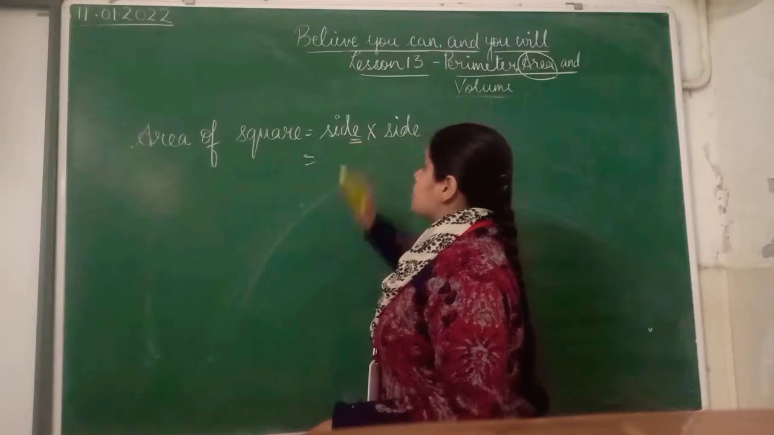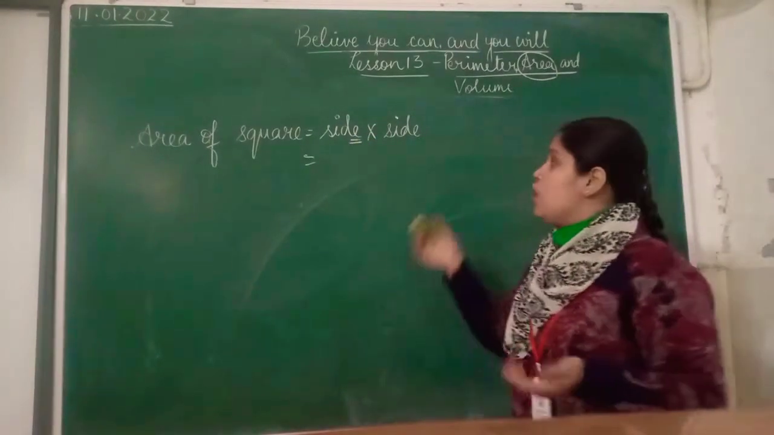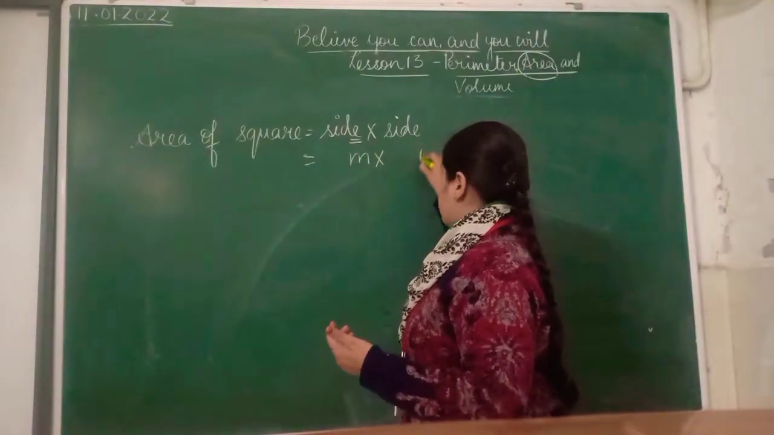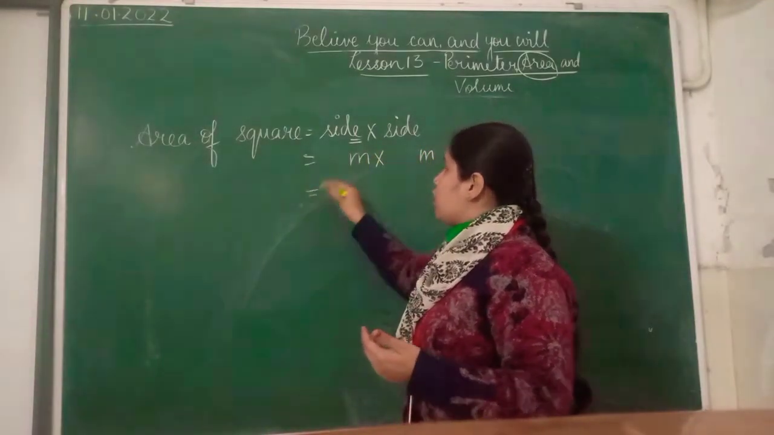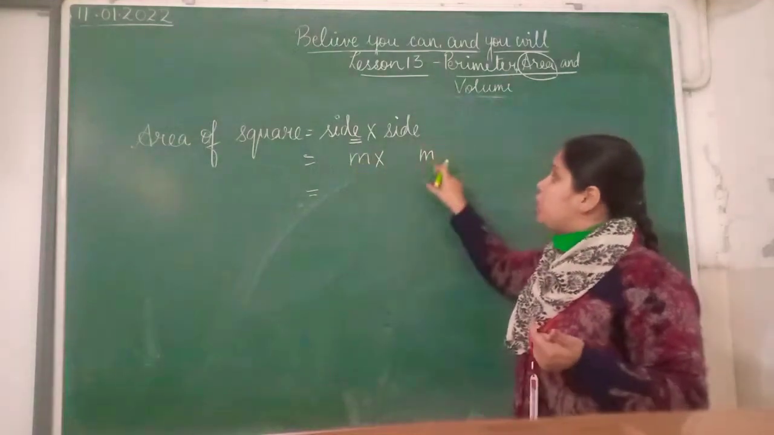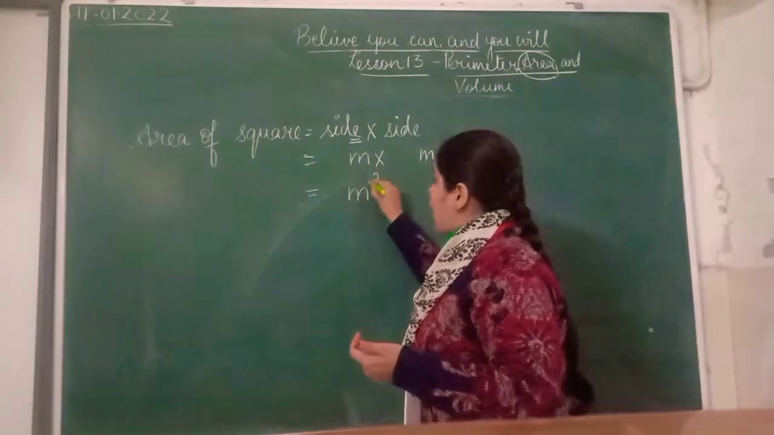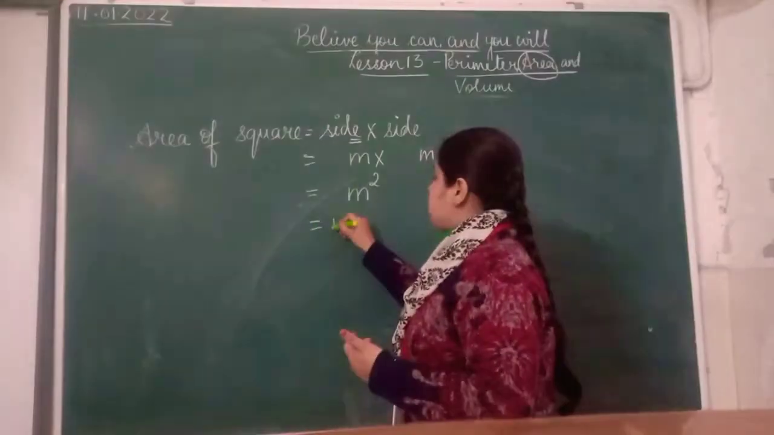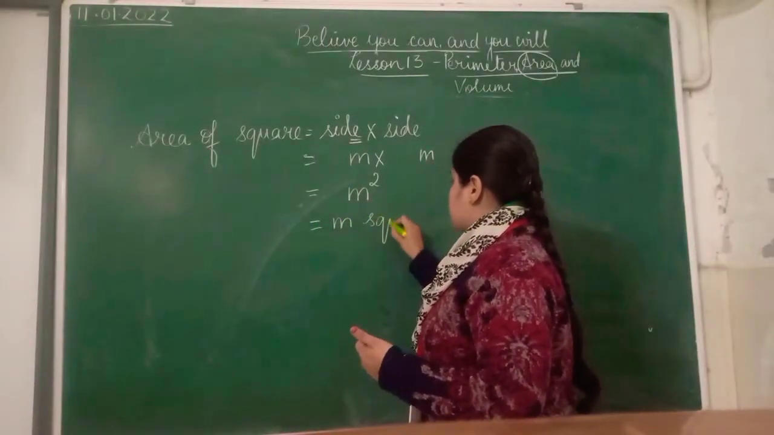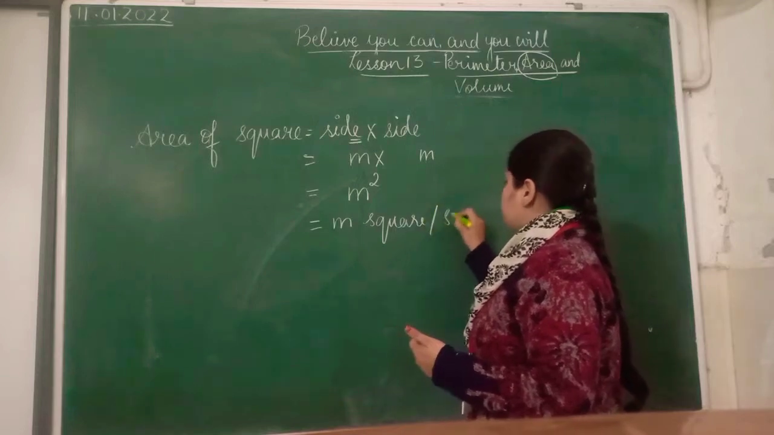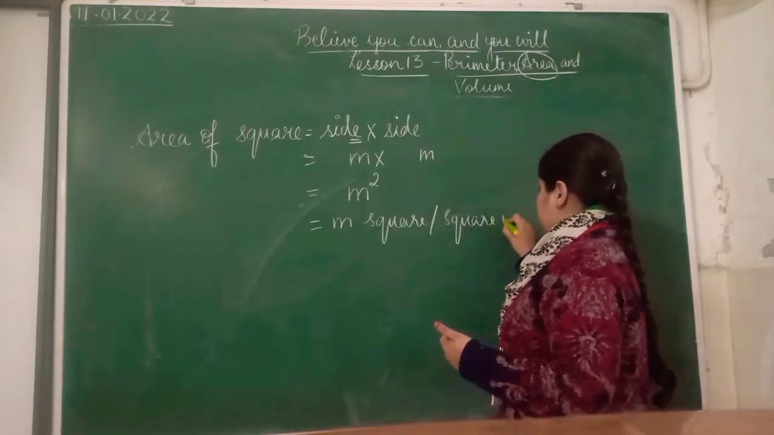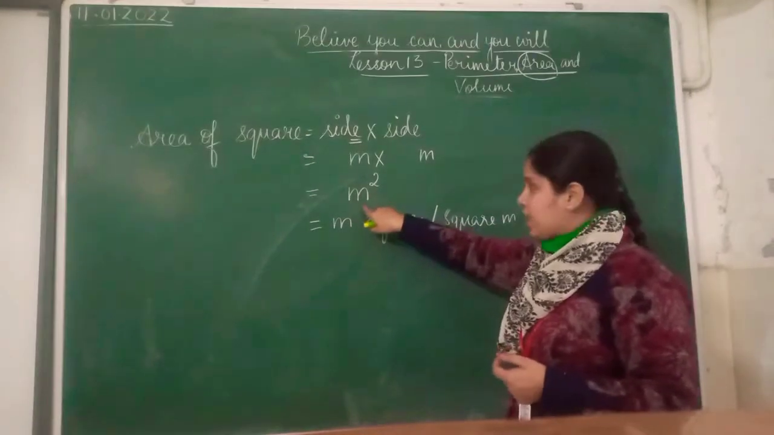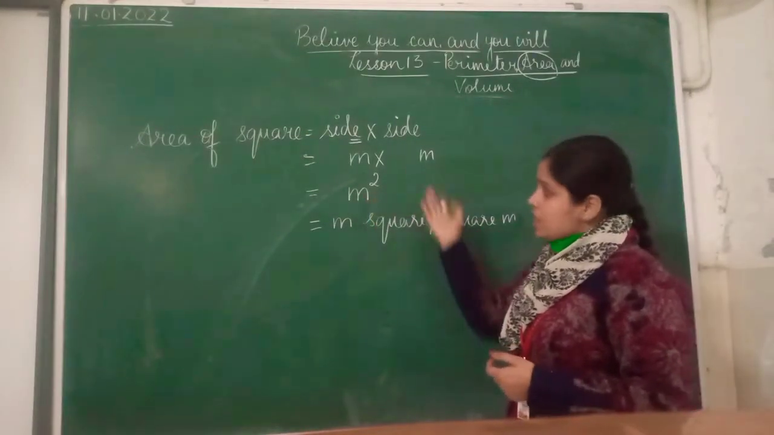And yes, this side is measurable. So it is measured in some unit, for example, meter. Okay, it is measured in meter. So when we multiply m into m, it becomes m twice, which is called m square, and it can be written as square meter or meter square. Both the ways it is written, it is not wrong, and it is symbolically written like this.